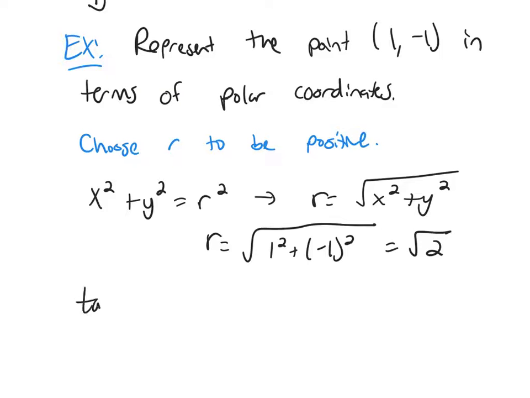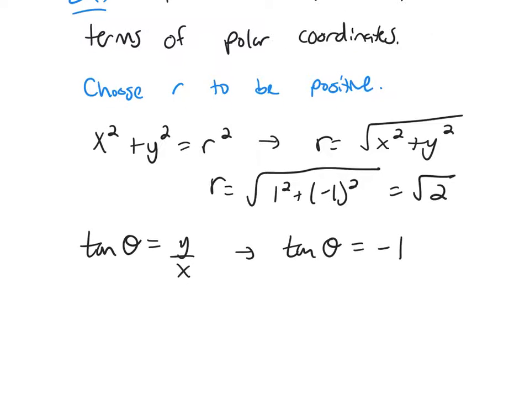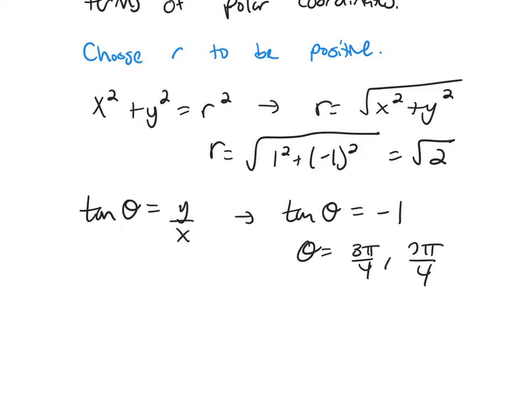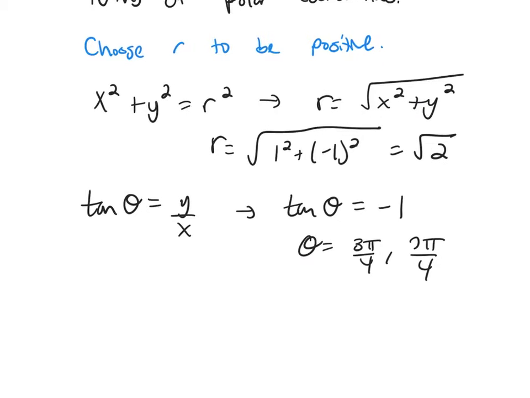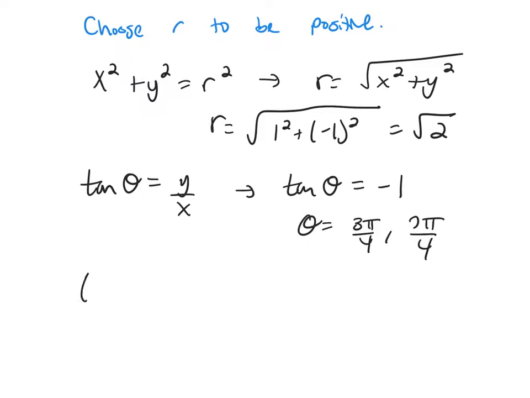Our other conversion equation, tangent of theta, was y over x. So if I plug it in, I'm going to get tangent of theta is -1. And there are two angles on the unit circle where tangent is -1. It would be 3 pi over 4 and 7 pi over 4. So then the question becomes, which one of these do I choose for my theta? Well, to answer this, you're going to have to look back at your point. What was the point we started with? 1, -1.